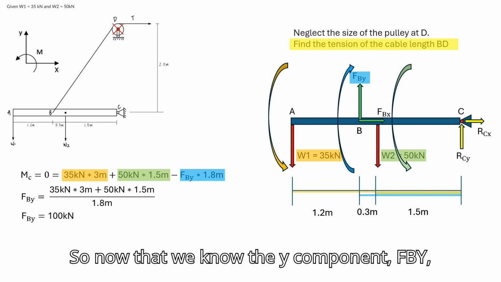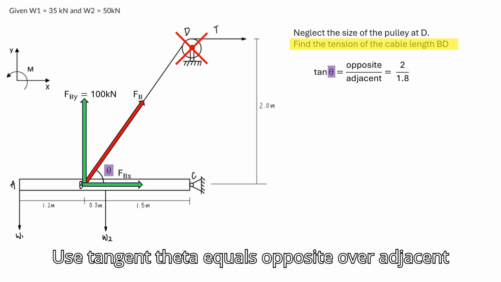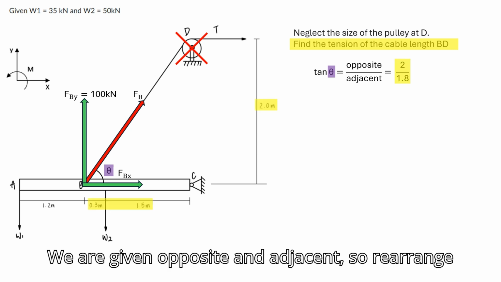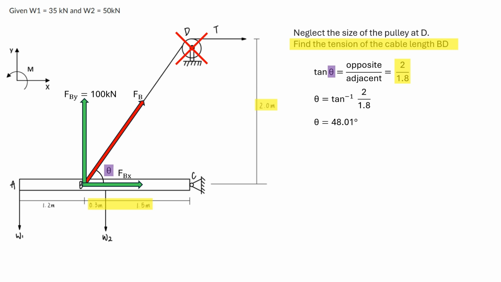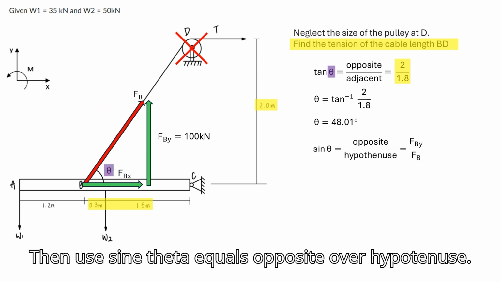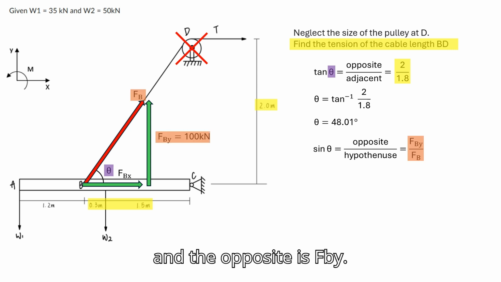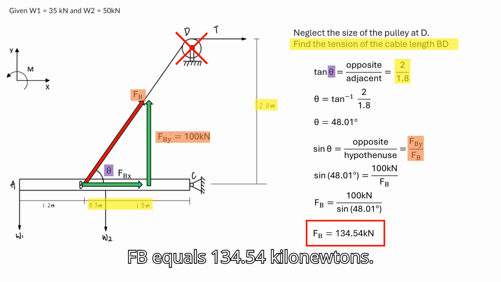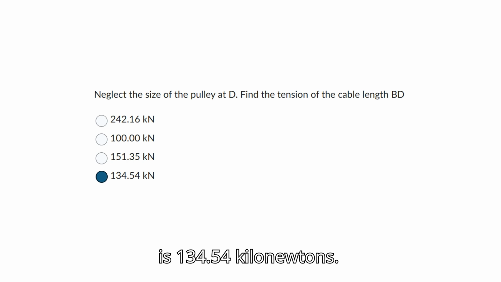So now that we know the y component, FBY, we can use it to calculate the value of FB. Use tangent theta equals opposite over adjacent to solve for theta. We are given opposite and adjacent, so rearrange to get theta equals 48.01 degrees. Then use sine theta equals opposite over hypotenuse. We know the value of theta equals 48 degrees, and the opposite is FBY. So sub them in and rearrange to solve. FB equals 134.54 kilonewtons. And so the tension of cable length BD is 134.54 kilonewtons.